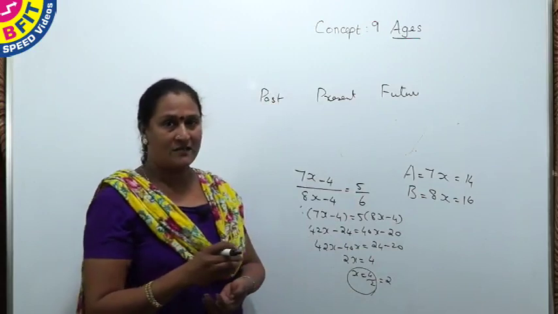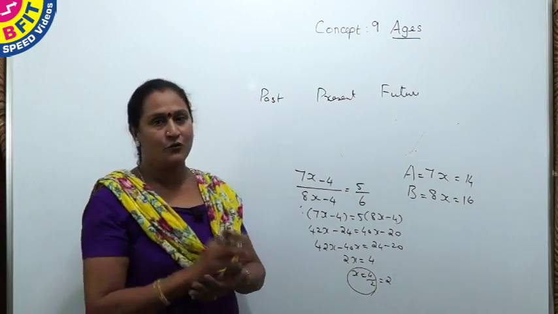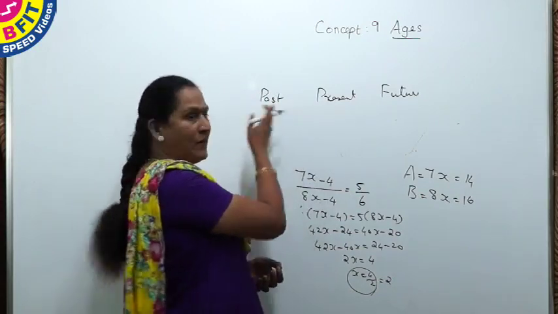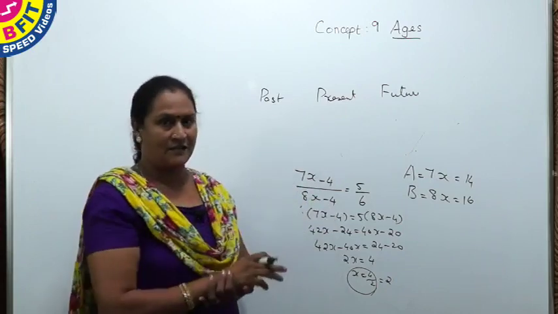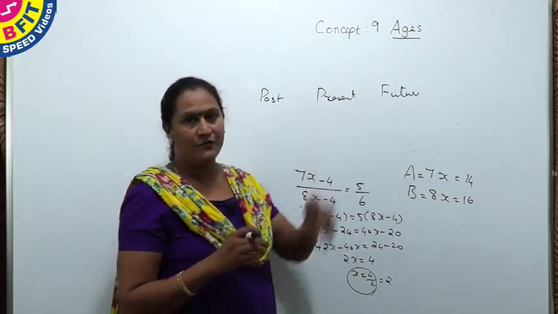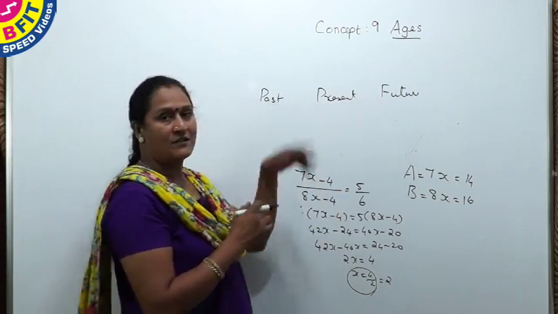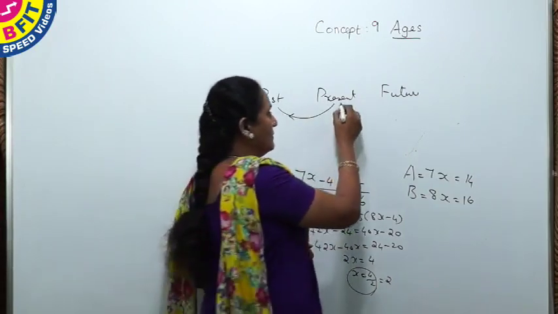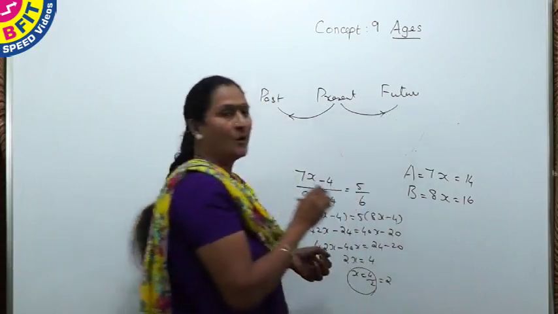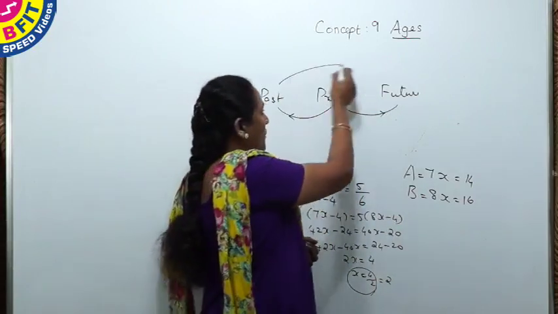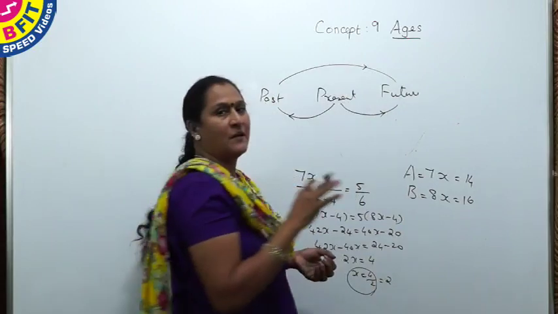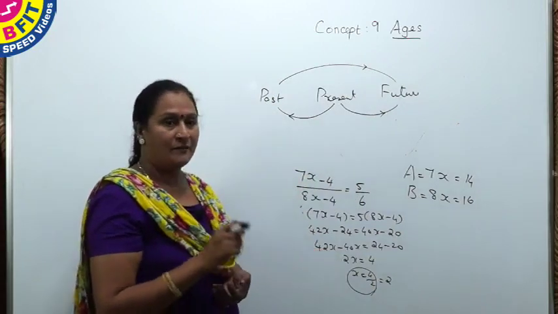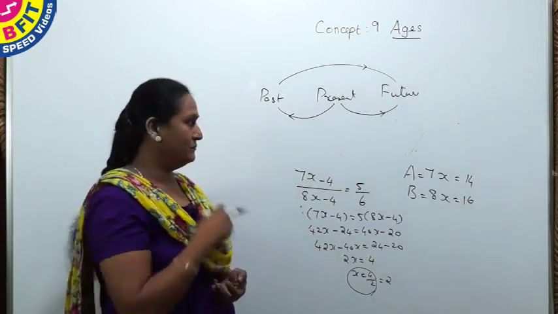In one question they will give ratios of 2 periods, either present and past, which we have in our example, or present and future, or they may give ratios of past and future also. But at least we need 2 ratios.